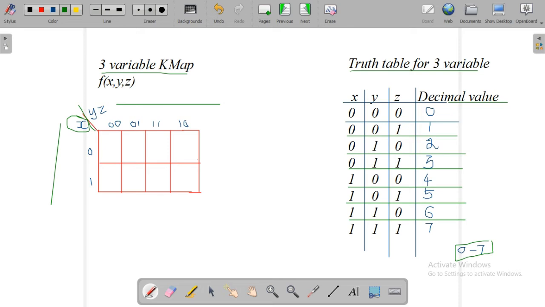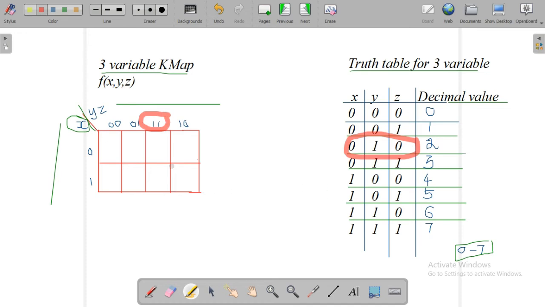One more thing. In the truth table we have written 0 0 0, 0 0 1, 0 1 0, 0 1 1. But in the case of K-map, we have written 0 0, next 0 1, next 1 1. In the truth table, after 1 0 1, we have written 1 1 0. But here after 0 1, we have written 1 1. So that is the one difference.